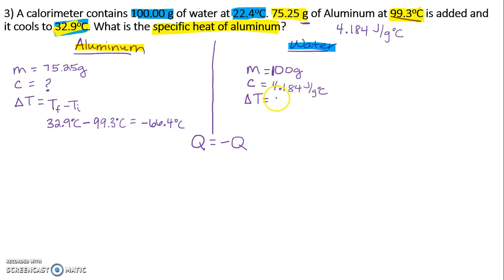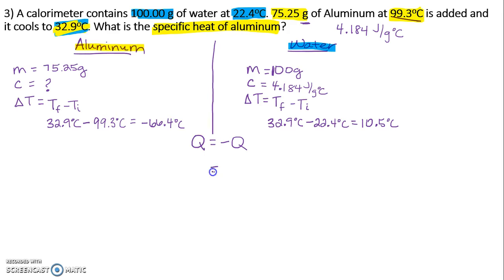And then delta T, T final minus T initial. The final temperature, again, is the same on both sides, so 32.9 degrees Celsius, minus the T initial, which is where it started. The water started at 22.4 degrees. So the difference there, 32.9 minus 22.4, is 10.5 degrees Celsius. From here, I just need to plug it in.